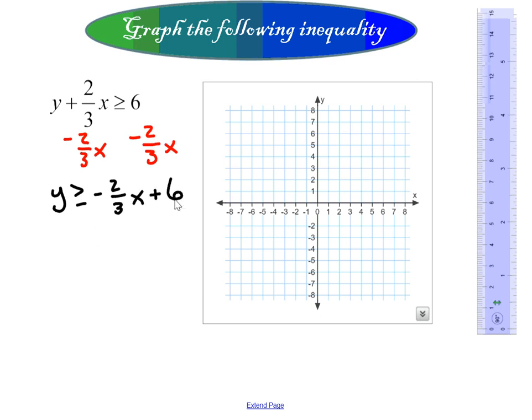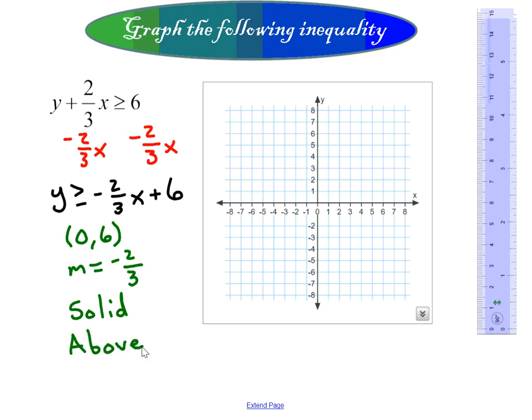So my y-intercept is 0, 6. My slope is -2/3. This is going to be a solid line because it's an or equals to sign. And this is going to be shaded above because it's a greater than sign. So I'm going to go ahead and graph that.